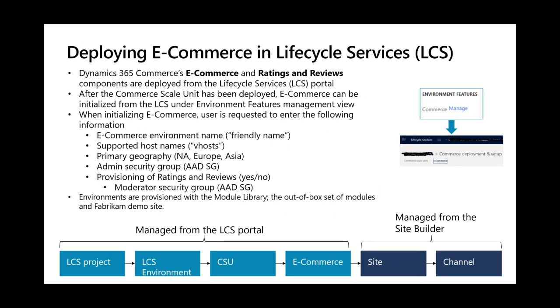E-commerce environment management happens from the e-commerce tab from the Environment Features Management view. Environment Features Management view can be accessed from the Environment Details page by clicking the Manage link under the Environment Features. Then proceeding to the e-commerce tab. It's the same place where Commerce Scale Units are managed. And I actually have a partial screenshot there on the slide where you can see the links that you need to navigate to in order to get to the e-commerce initialization and management.